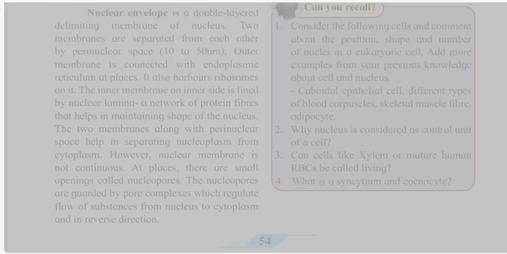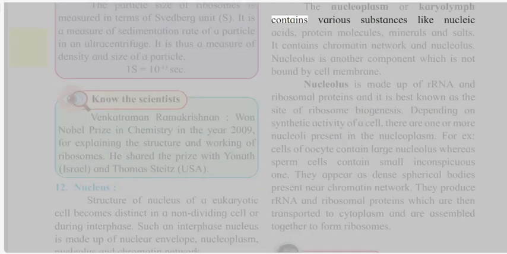Can you recall? The nucleoplasm or karyolymph contains various substances like nucleic acids, protein molecules, minerals and salts. It contains the chromatin network and nucleolus. The nucleolus is another component which is not bound by a cell membrane. It is made up of rRNA and ribosomal proteins and is best known as the site of ribosome biogenesis. Depending on the synthetic activity of a cell, one or more nucleoli are present in the nucleoplasm.